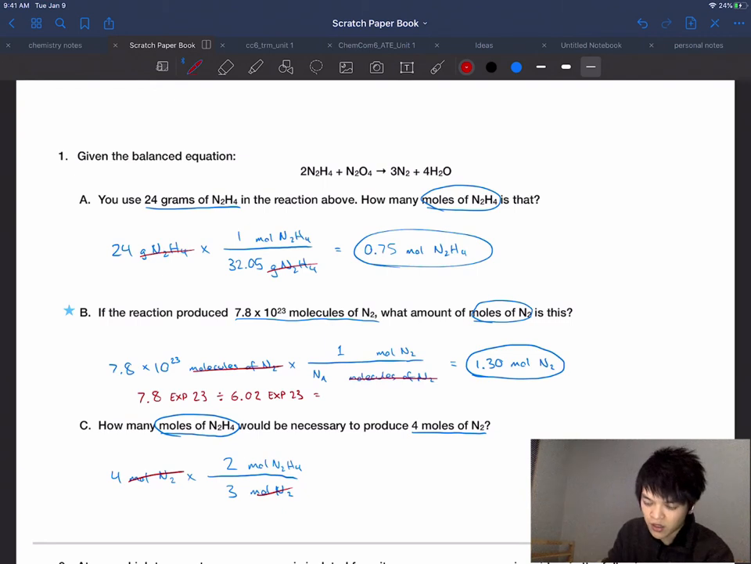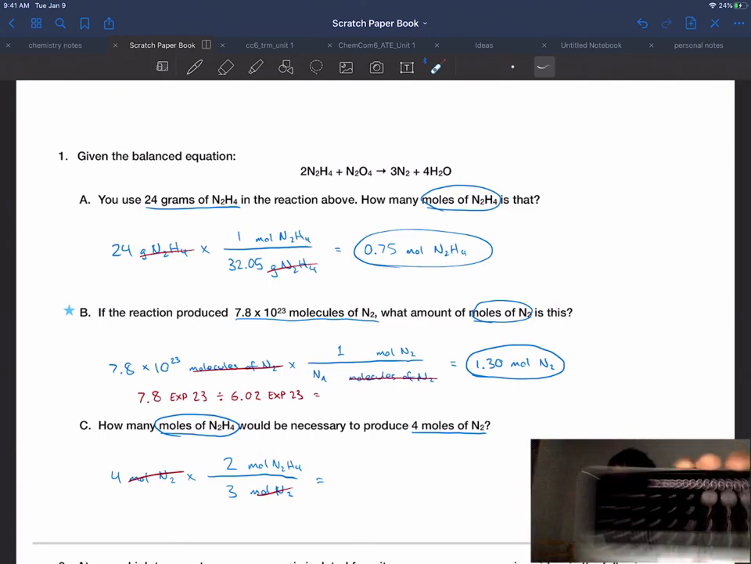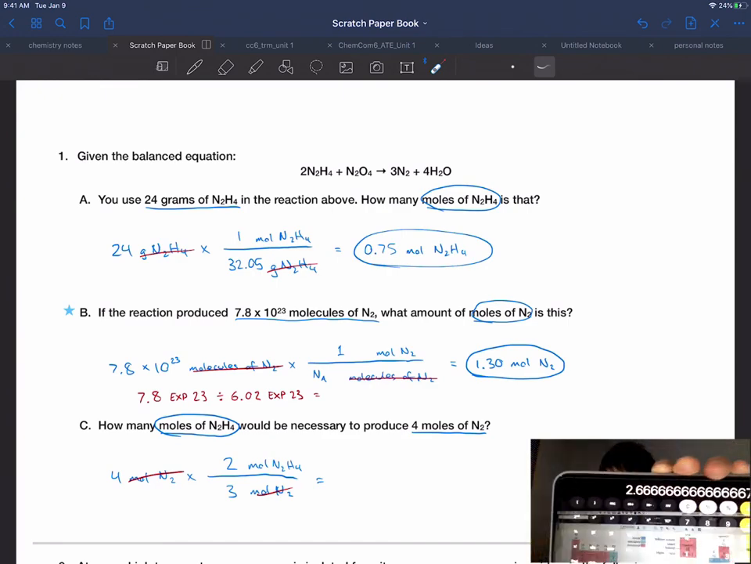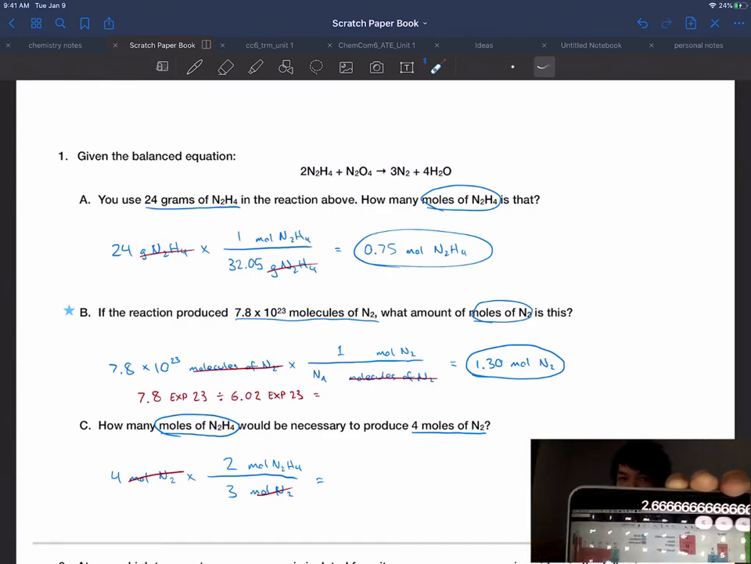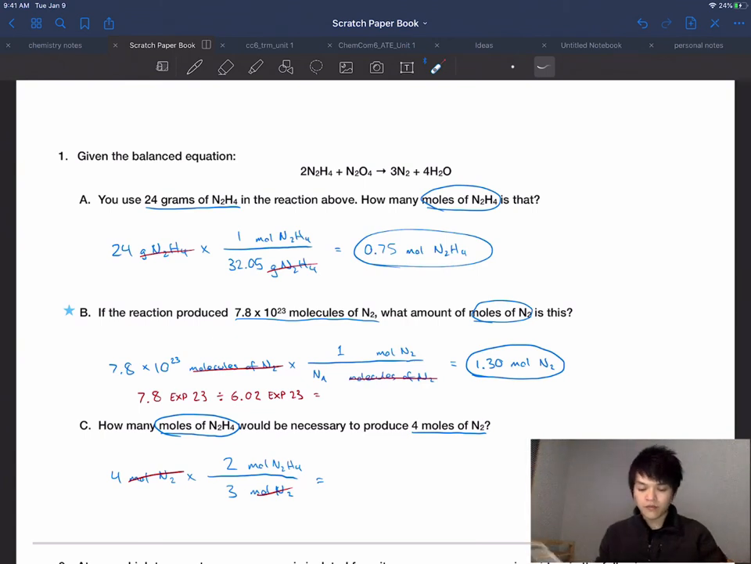What we want to type in our calculator is, let's see, we're starting with 4. We're multiplying by 2. We're dividing by 3. 4 times 2 divided by 3 is what we're getting. A lot of 6's again for some reason. 2.66666. Okay, so let's round that. 2.67 moles.